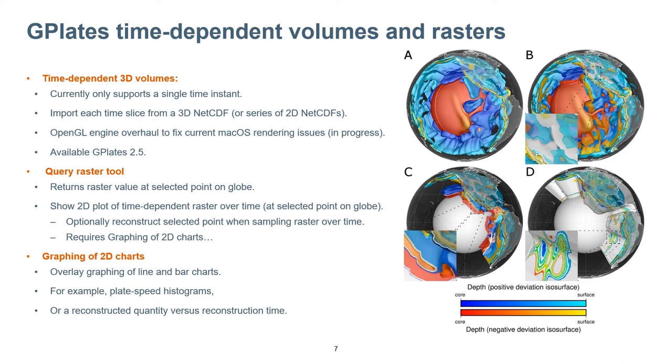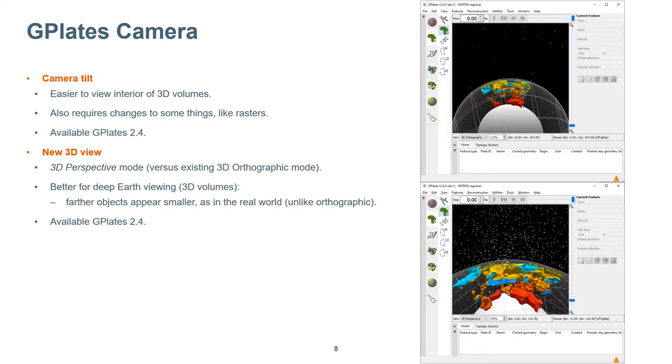Also, we want to have a tool that enables you to query the raster value under a cursor at a point, and also be able to show a 2D plot of that value over time, which would require implementing 2D charts in the GPlates viewport. Some things we're currently working on and will be in the next release involve the GPlates camera.